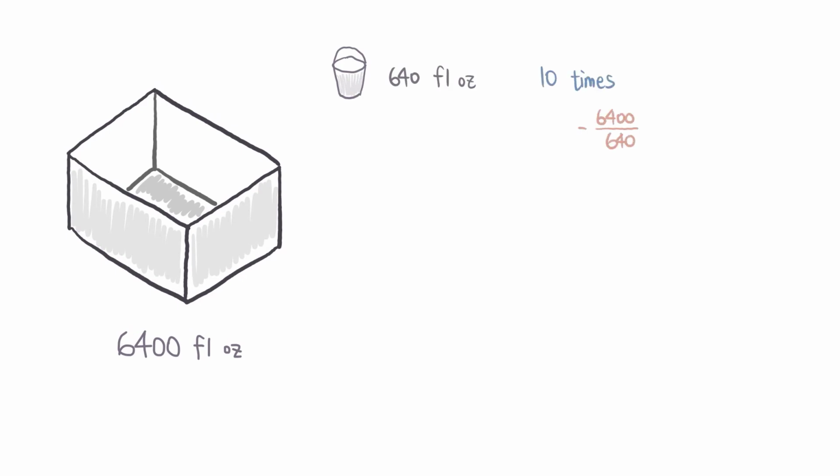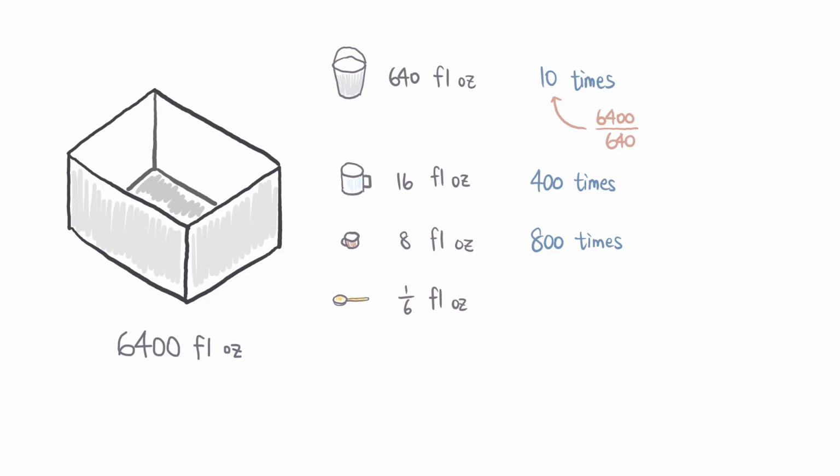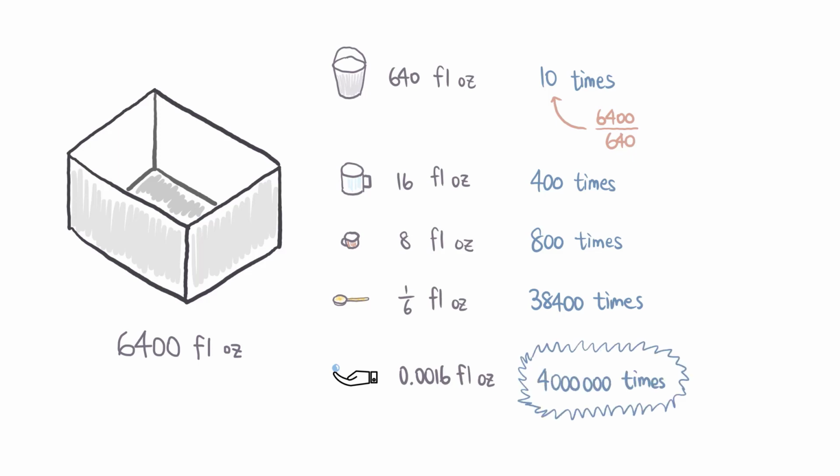This is basic division. If we use a 16 ounce glass, we need to do it 400 times. If we use an 8 ounce teacup, we need to do it 800 times. What about a spoon that can hold only 1/6 of an ounce? We'll have to carry the water to the tank 38,400 times. If we use a finger to hold one water drop, which is about 0.0016 ounces, then we need to do it 4 million times.